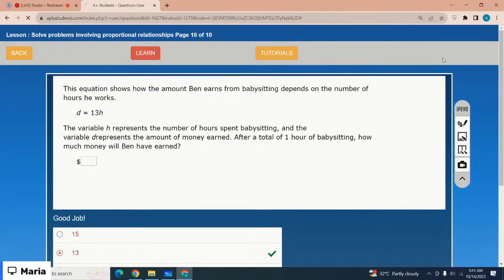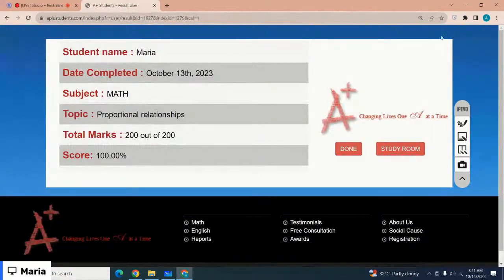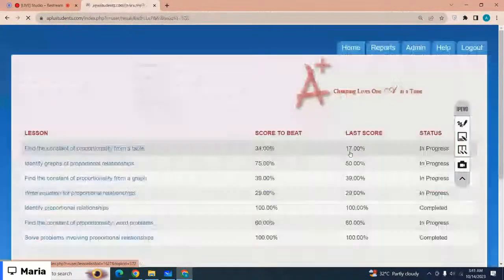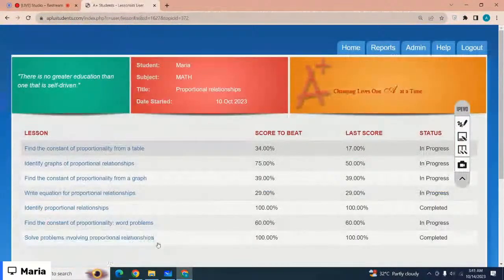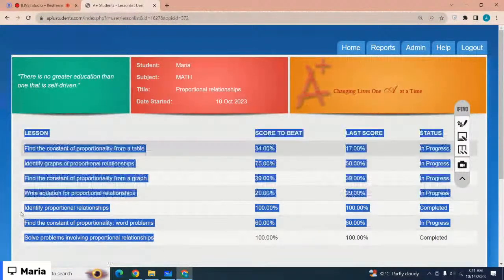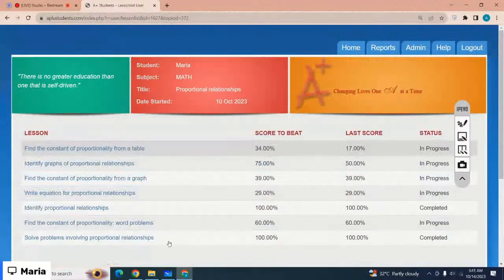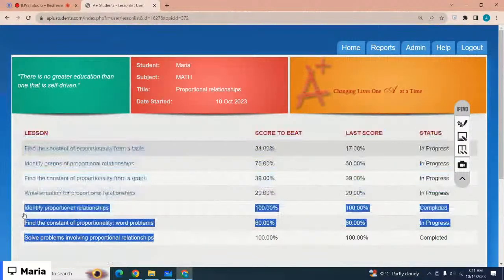So we were working on grade 8 math. The chapter we're working on is proportional relationships, and the lessons we have covered today are identify proportional relationships, find the constant of proportionality word problems, and solve problems involving proportional relationships, right? So please make sure before the next session you complete all the practice questions for the lessons we just did. That is your homework until the next session, right?